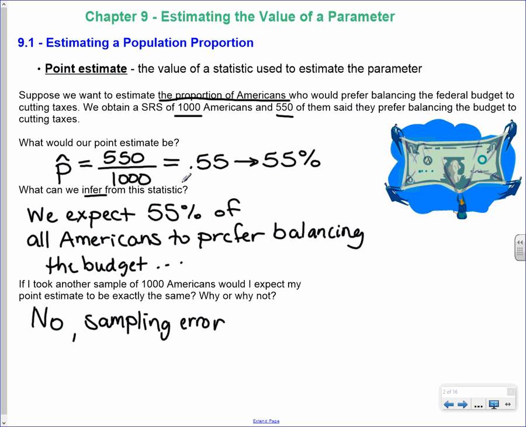What can we infer from this statistic? Well, we expect that 55% of all Americans prefer balancing the budget to cutting taxes, okay, right? Because we're using inferential statistics to take our stat and infer about the parameter. If I took another sample of 1,000 Americans, would I expect my point estimate to be exactly the same? Probably not. It's possible I could take another sample and it be exactly 55%, but it's probably more likely that I'm going to get something like maybe 54% or 56% or 55.5% or whatever. Now, I'm hoping that it's going to be close to what my sample said, because then that gives me a little more evidence that maybe the true parameter is close to that number. But every time I take a sample, I'm getting a different group of people, right? So I'm going to get probably a little different answer, and that's due to sampling error, right?